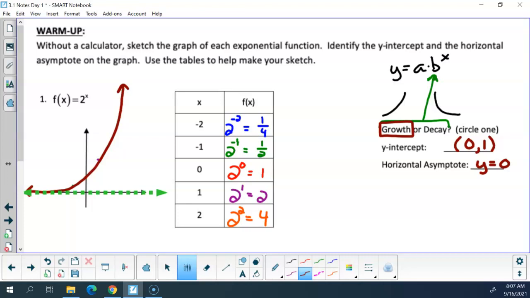And we've also graphically confirmed that we have growth, because as we go to the right our function is getting farther and farther away from the horizontal axis. That's the true definition. The street definition is the farther we go to the right, the bigger it gets.